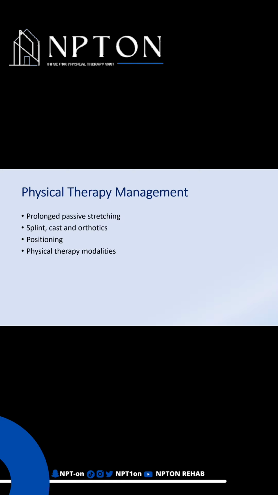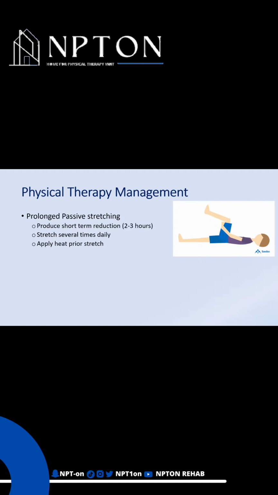The physical therapy management for spasticity includes prolonged passive stretching, splint, cast or orthotics, positioning, and physical therapy modalities. Prolonged passive stretching helps to produce a short-term reduction in spasticity and should be included in the daily living of individuals with SCI. It should also be applied several times throughout the day, like in the morning, afternoon, and evening, to get the benefit of a stretch.